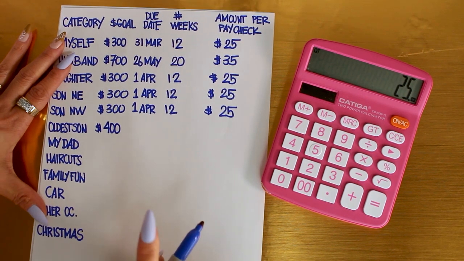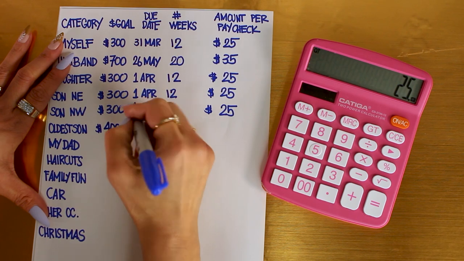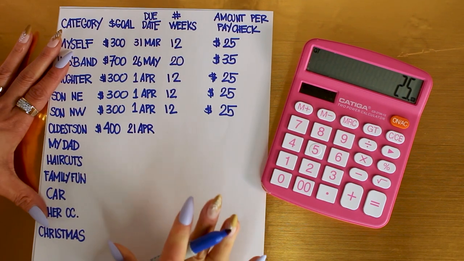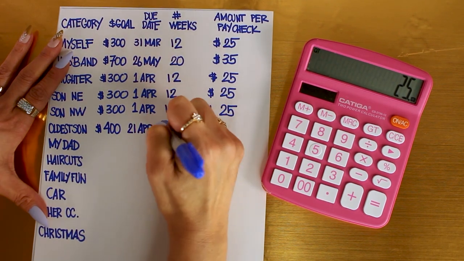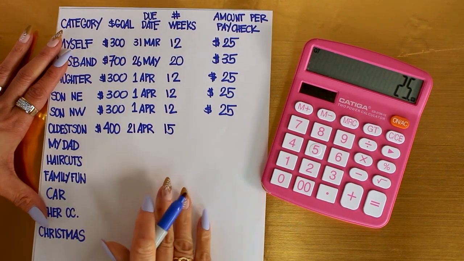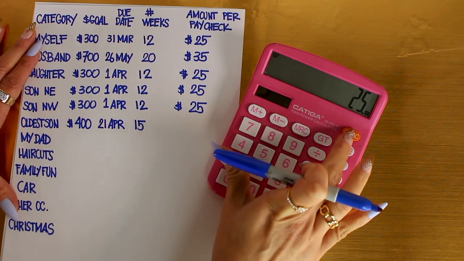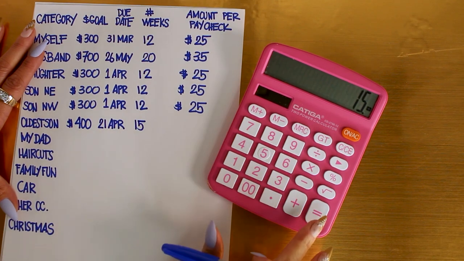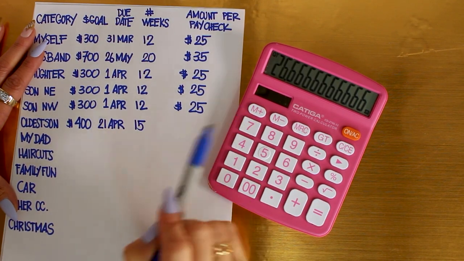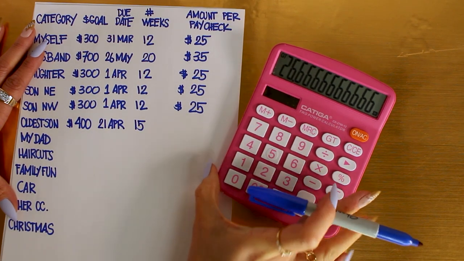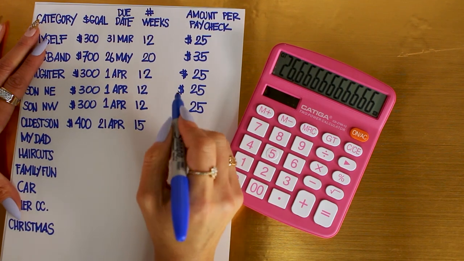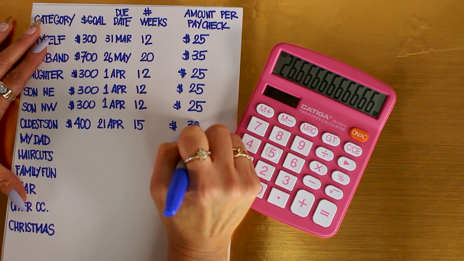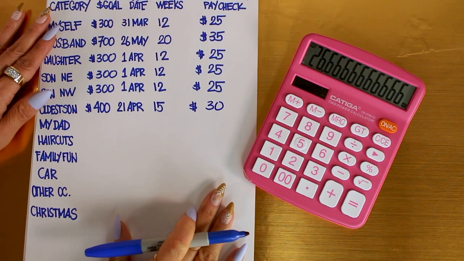Okay, so I'm going to need the money by April 21st. And that is 15 weeks from now. So let's go ahead and figure out the amount. So I need $400. We divide that by 15 weeks. So that gives me $26.66. So let's just round that off to $30. That's fine.